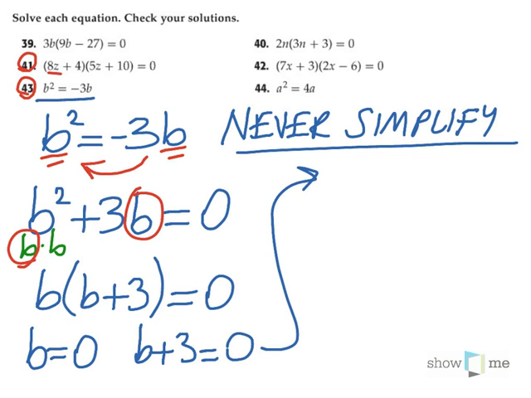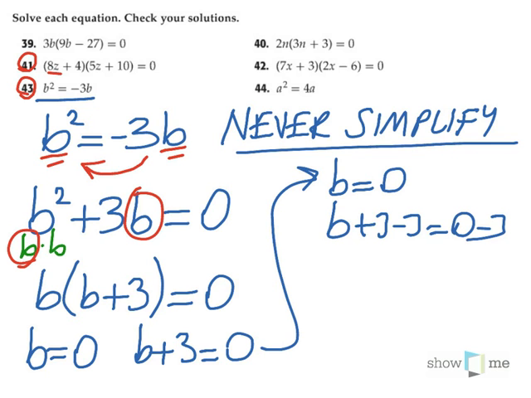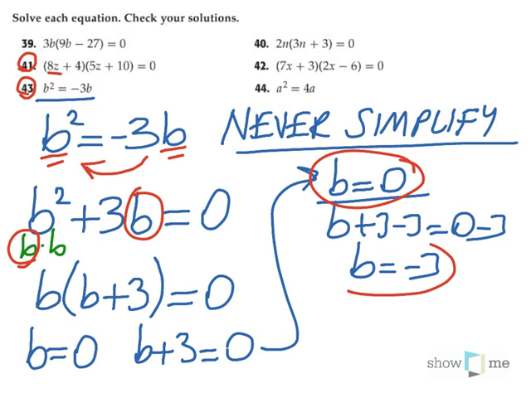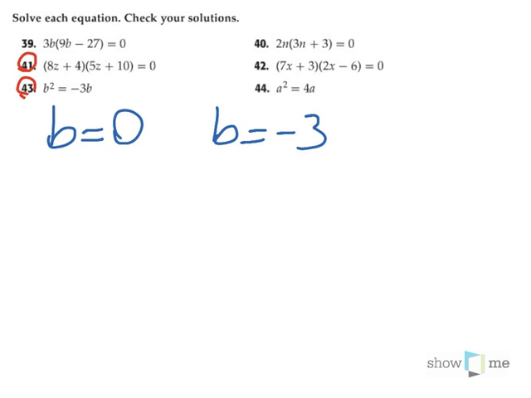So if b plus 3 is 0, then let's write this: b is 0, and b plus 3 minus 3 is 0 minus 3, and b is minus 3. So either b is 0 or b is minus 3. Now we are going to check our answers. Now I'm going to substitute these values one at a time in the original equation.